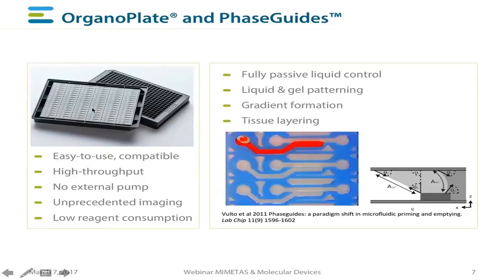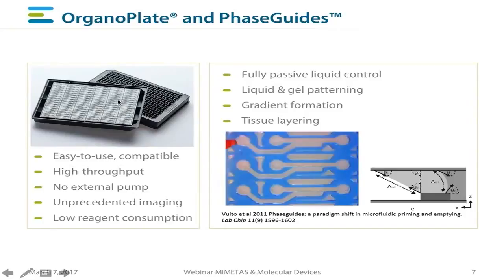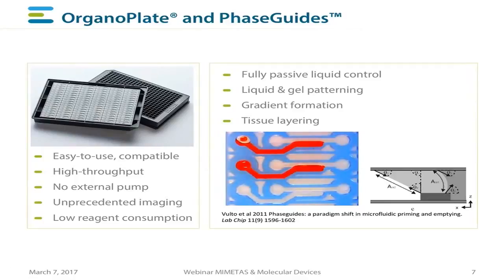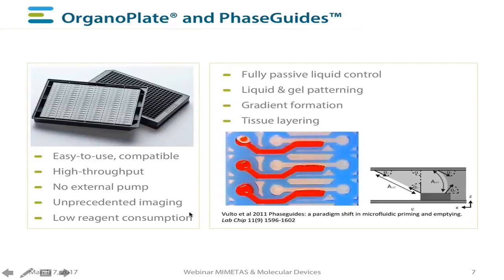The OrganoPlate, because it's a standard plate, is easy to use and compatible. It serves any throughput. There are no pumps needed to drive the plate and no tubing, which makes handling actually very easy. The imaging is high quality because the bottom plate is microscope quality glass, which allows very high quality imaging using high content readers or standard microscopes and even high-end confocal laser scanning microscopes. And finally, because it's microfluidics, reagent consumption is low. For example, media, growth factors, but also extracellular matrix gels are only needed in small quantities.